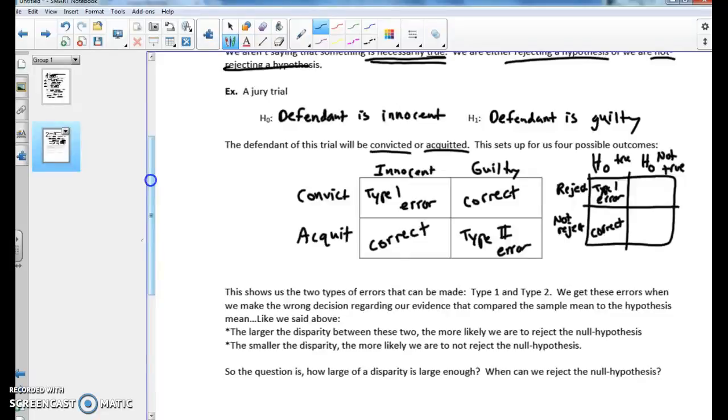Now, if your null hypothesis was not true and you rejected it, that would be the correct course of action. And if your null hypothesis was not true and you did not reject it, that would be a type 2 error.